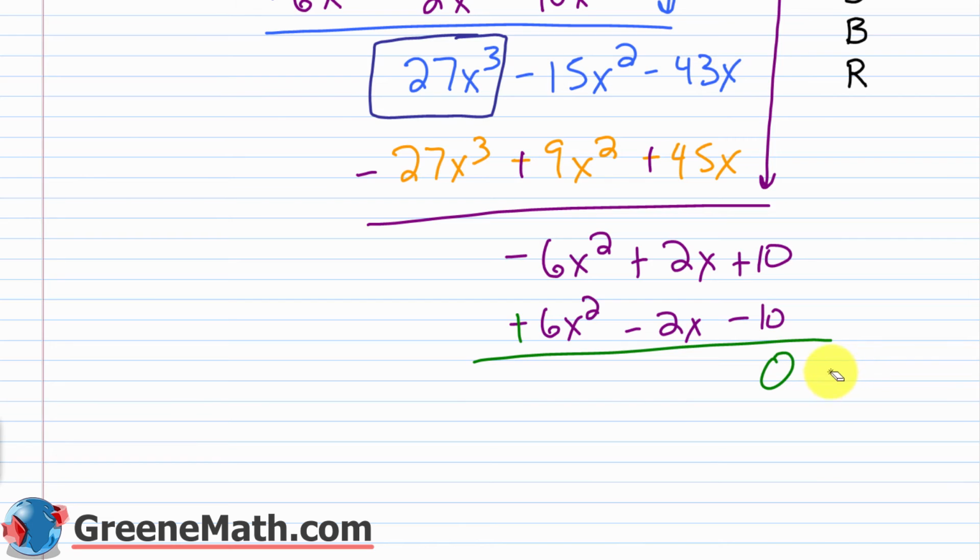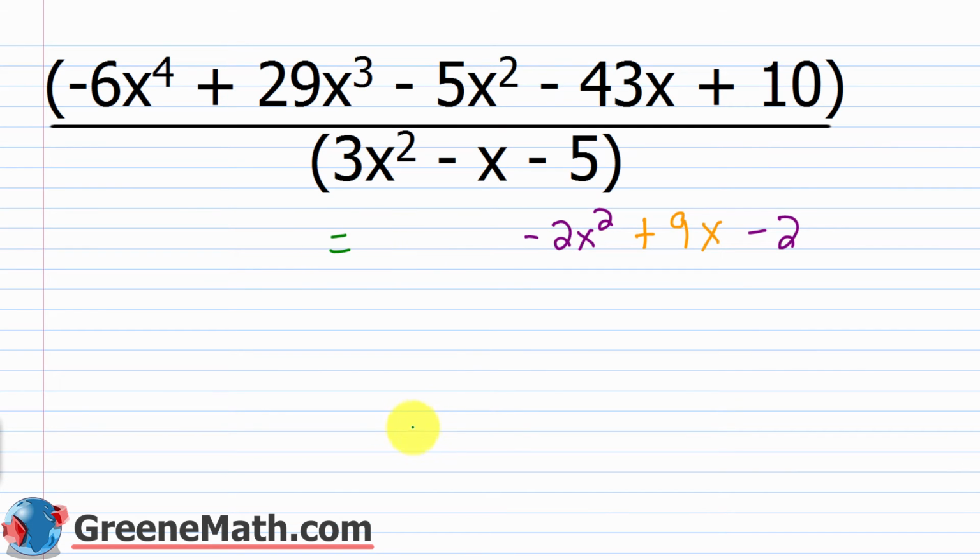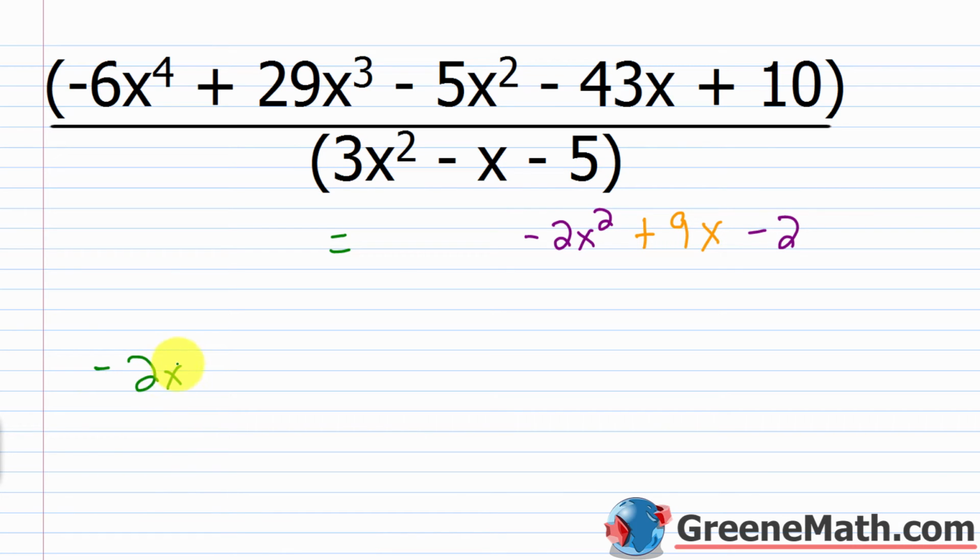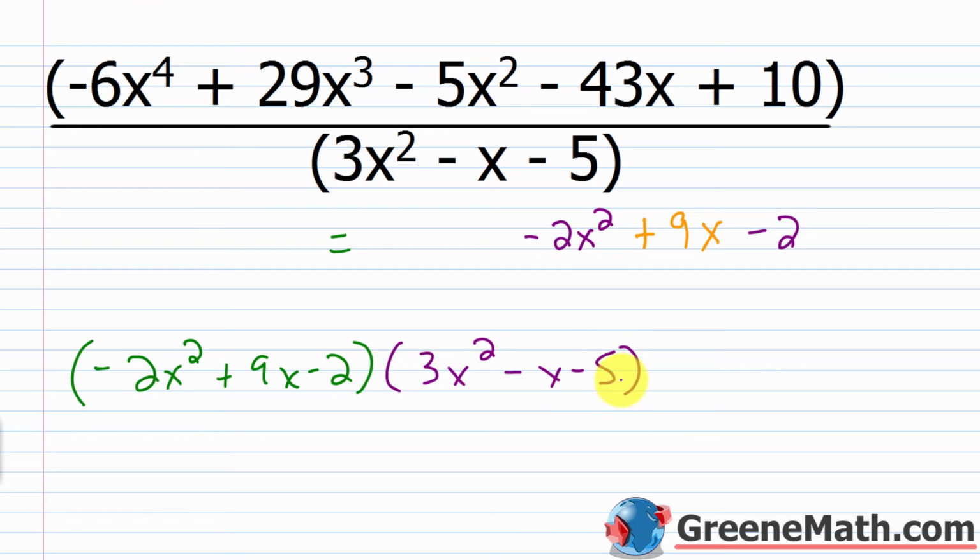So let me erase everything. So this is equal to that. And so again, if we want to check, you're going to take this guy, multiply by this guy. So negative 2x squared plus 9x minus 2 would be multiplied by 3x squared minus x minus 5. And I should get this long thing up here in the top, right? The negative 6x to the fourth power plus 29x cubed minus 5x squared minus 43x plus 10. So let's see if we do in fact get that.